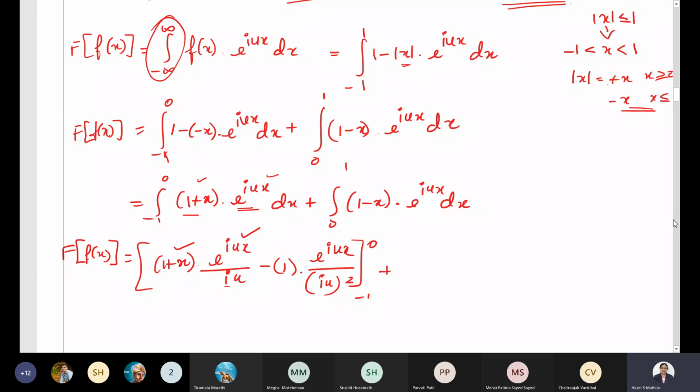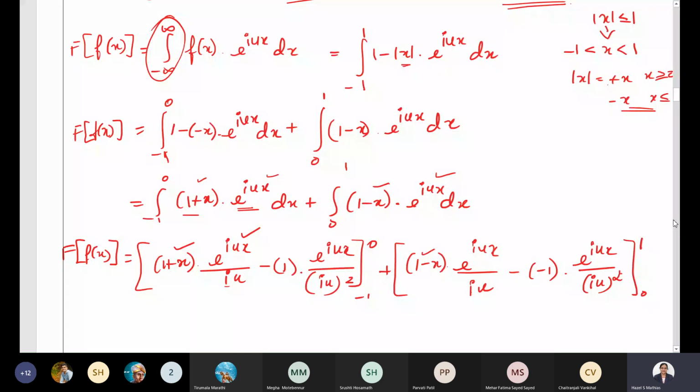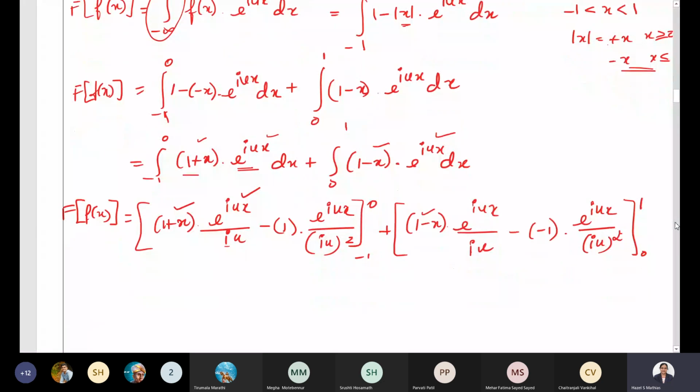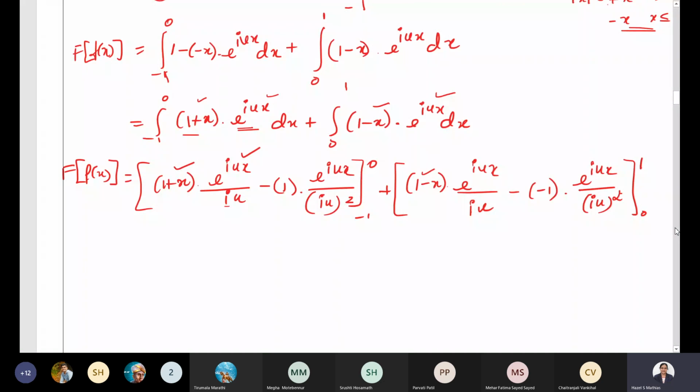Now the second one. Take this as the first term and this as the second term. First term is 1 minus x. Second term is e power iux divided by iu, then minus, differentiate this: differentiation of 1 minus x is minus 1, integrate that term again, e power iux divided by (iu) whole square, and the limits vary from 0 to 1. I hope this is clear. Anybody has any doubt in this step?